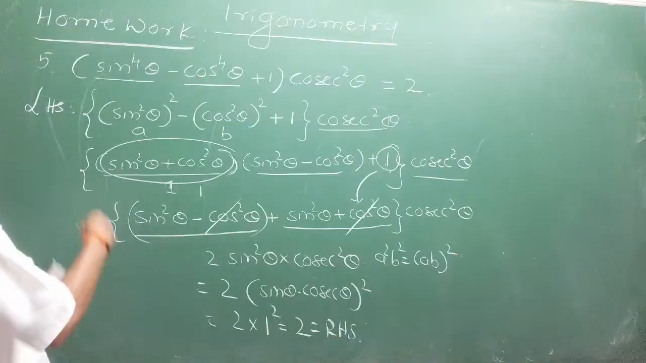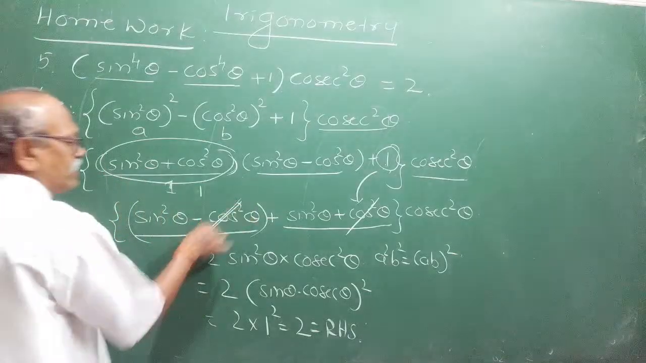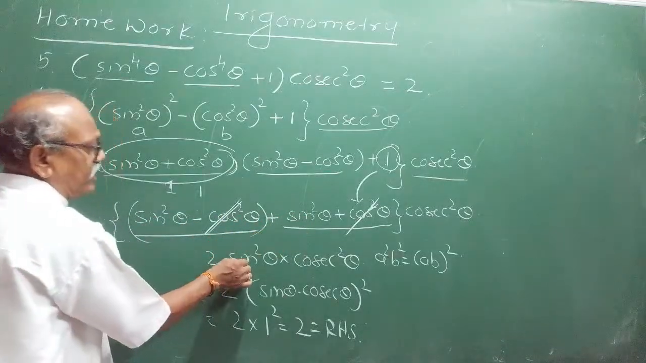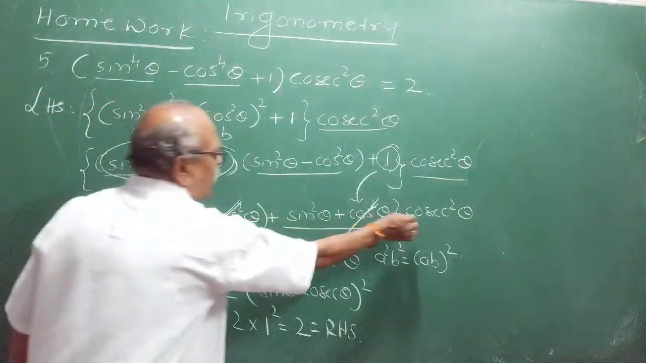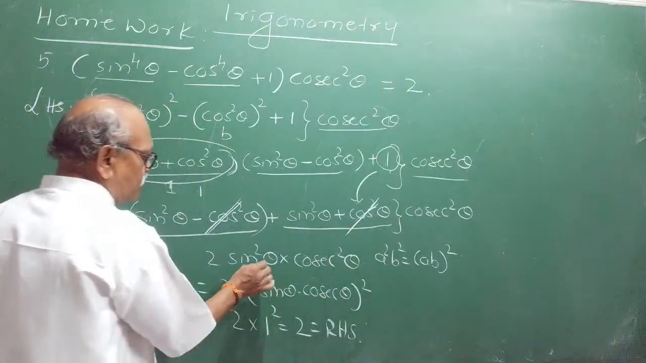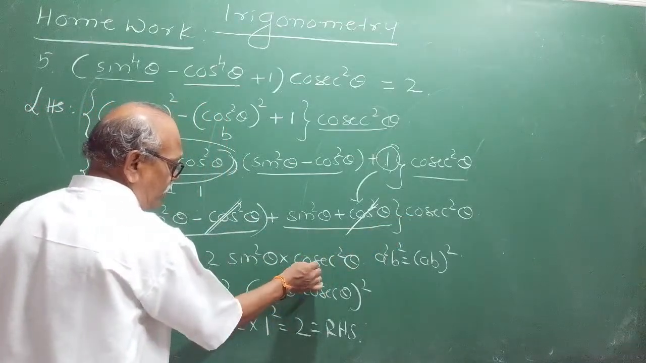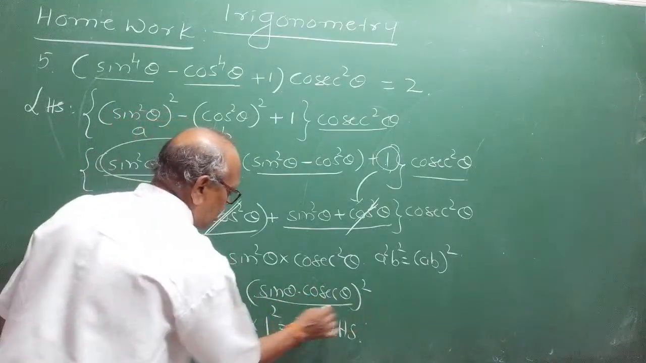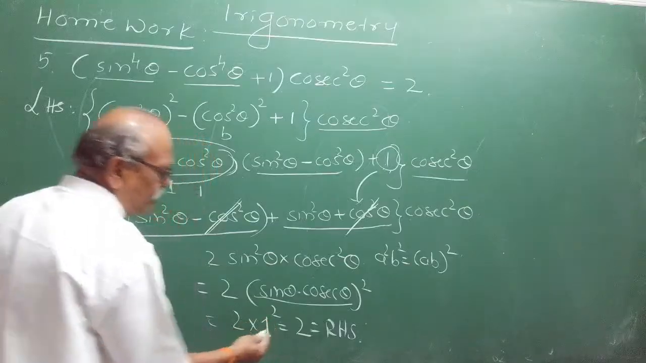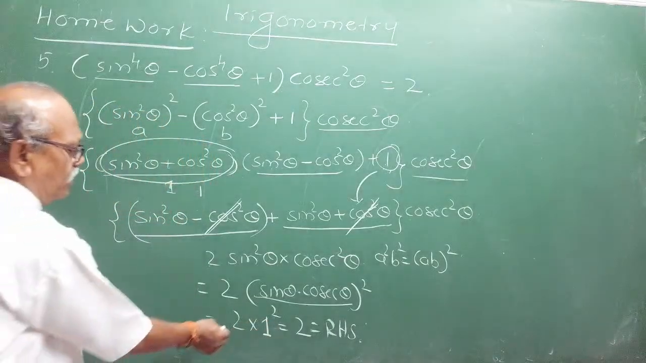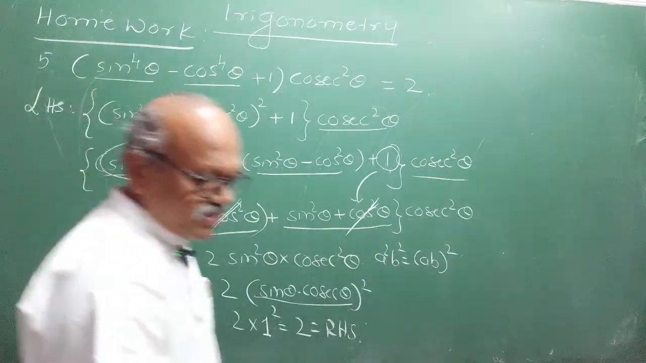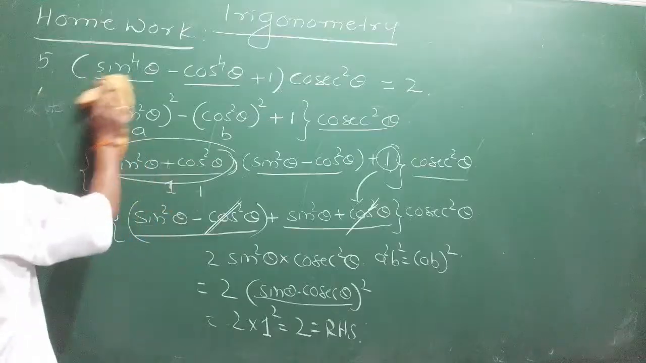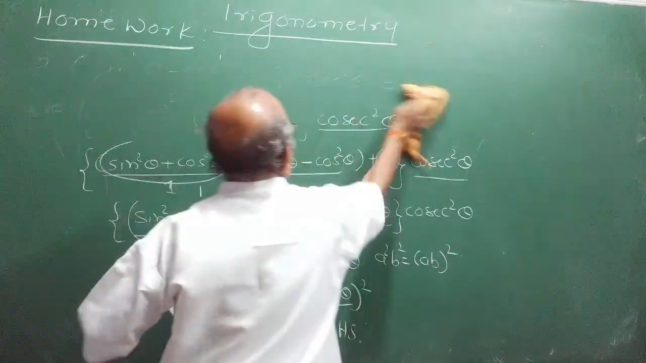And the problem is almost 90% solved. Minus cos square theta plus cos square theta cancels. Sin square theta plus sin square theta becomes 2 sin square theta. I will remove the bracket and write cosec square theta. This sin square theta plus cosec square theta can be written as (sin theta into cosec theta) whole raised to 2. Sin theta into cosec theta, you know that identity. Check, have the list in your hand. 1, 2 into 1 square is 2. Hence the problem.